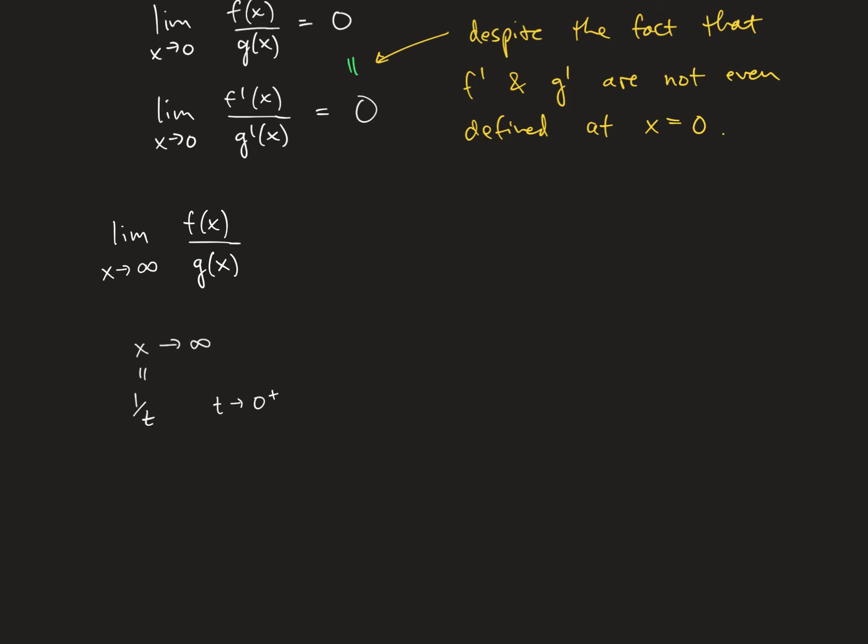So what you can do is change this limit into the limit as t goes to 0 from the right of f of 1 over t and g of 1 over t. And then now you're back in the finite situation, so you can take the derivative with respect to t here and get the same result.